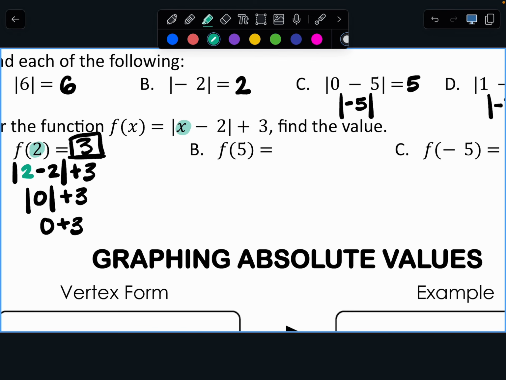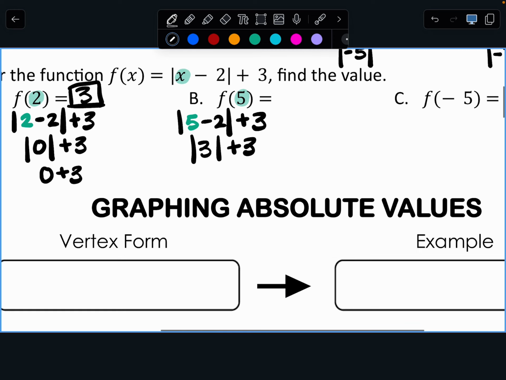Let's find f of 5 with the same function. So the absolute value of 5 minus 2 plus 3. 5 minus 2 is 3. So we have the absolute value of 3 plus 3. The absolute value of 3 is 3. And 3 plus 3 is 6.